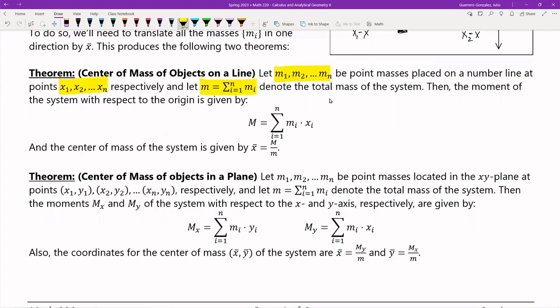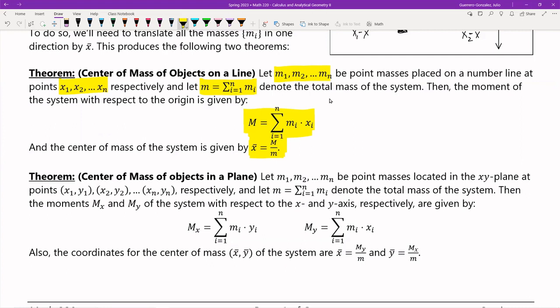Then the moment for the system with respect to the origin is given by the sum of the m_i times x_i. And the center of mass is going to be given by the moments divided by the total mass. So that x bar is going to give us where we have to put our fulcrum, where we have to place our pencil, the balancing point for our system.